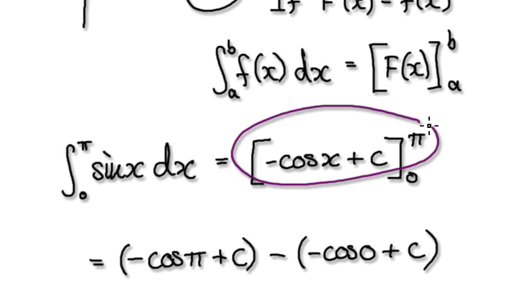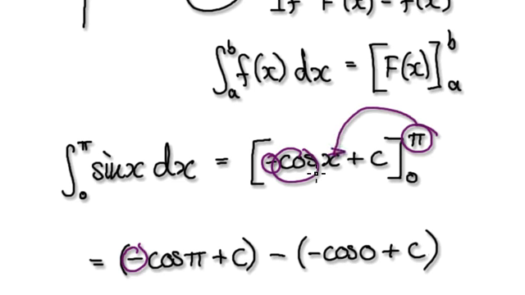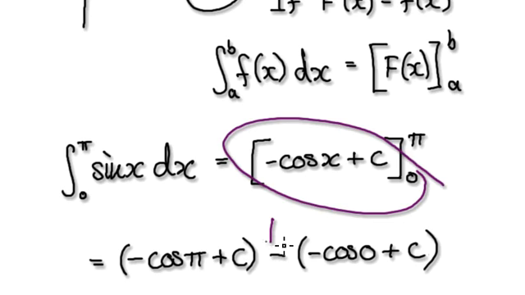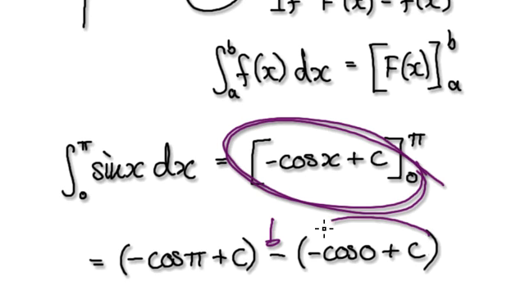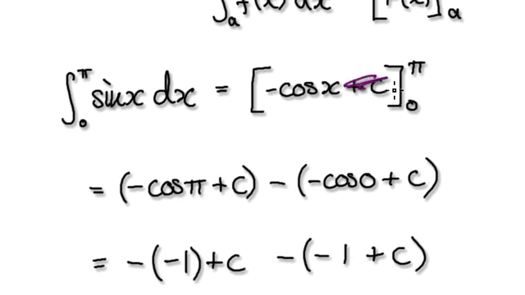So evaluating this, you've got to put pi into this x. The first part would be minus cos of pi, remember we're putting the pi in here, and then plus c. And then we've got to take away this whole thing here. Again, the c gets carried down here, but the c gets cancelled out. That's why we don't bother putting the c in here when we come to evaluate the area.